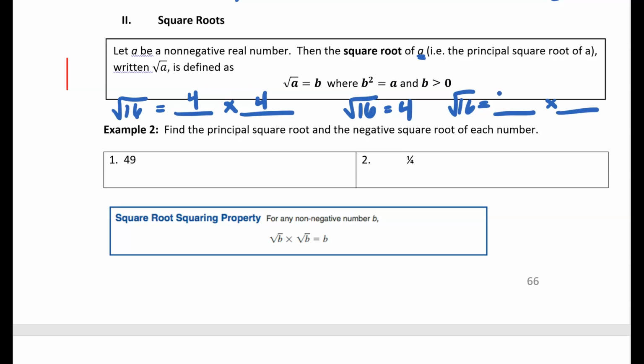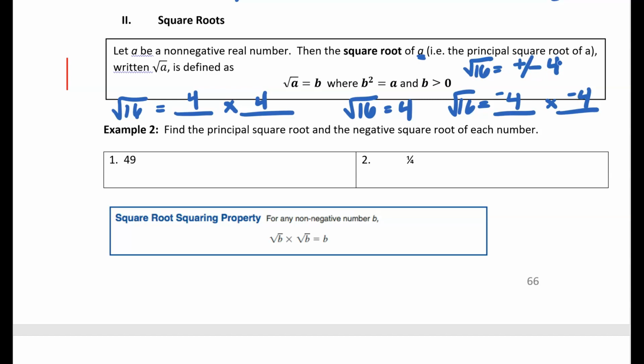The answer is negative 4. A negative times a negative is a positive. 4 times 4 is positive 16. So technically, the square root of 16 is positive and minus 4. Both of those end up working.